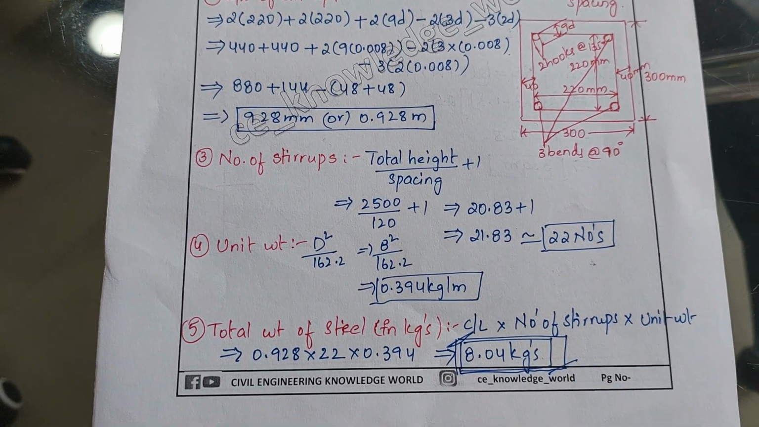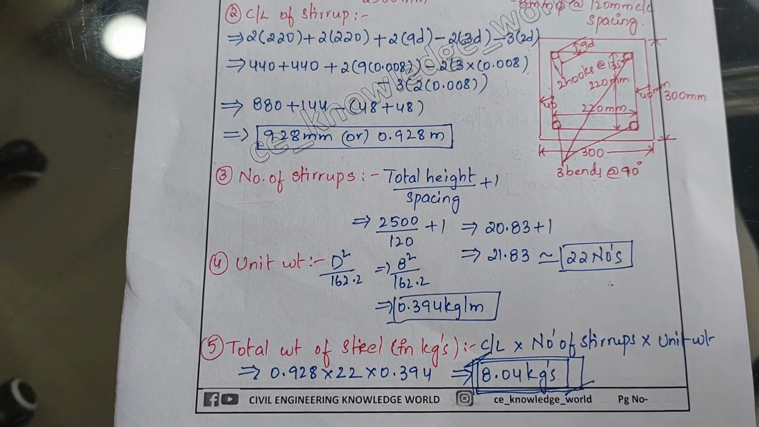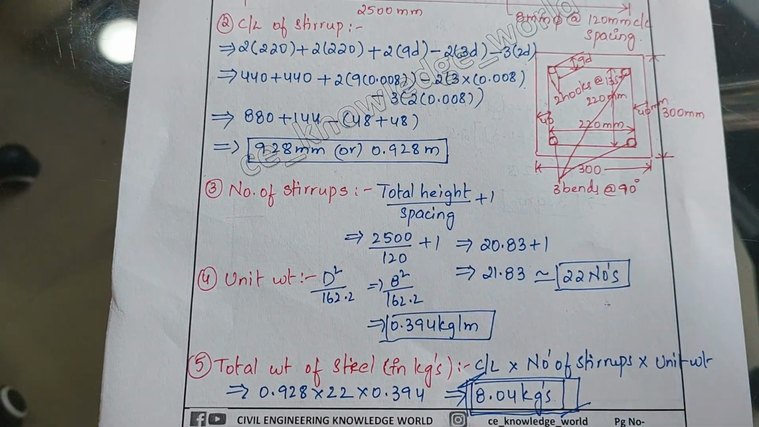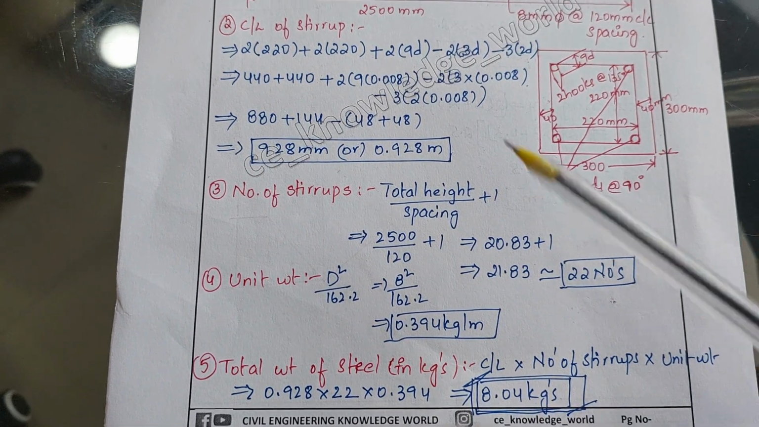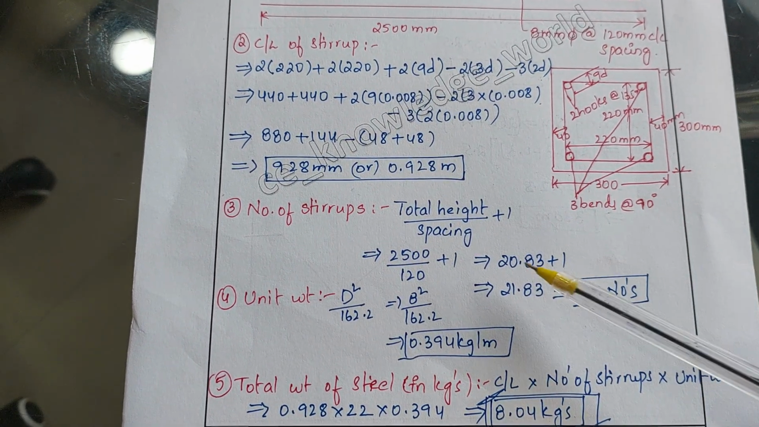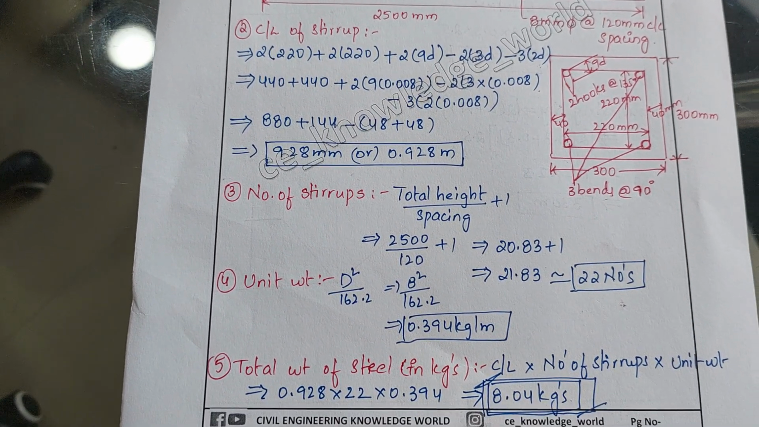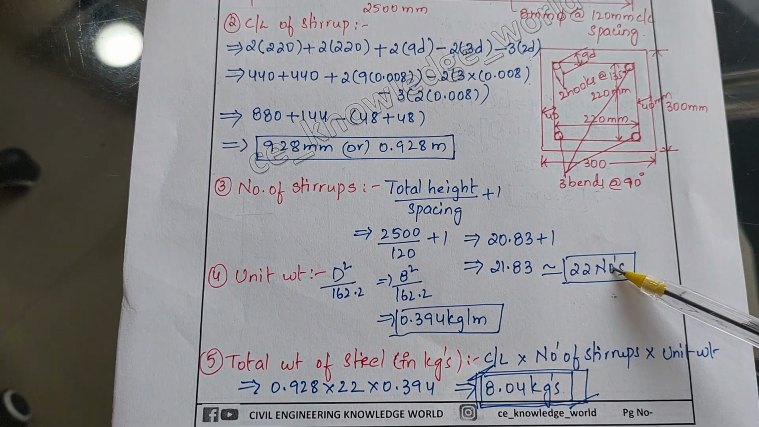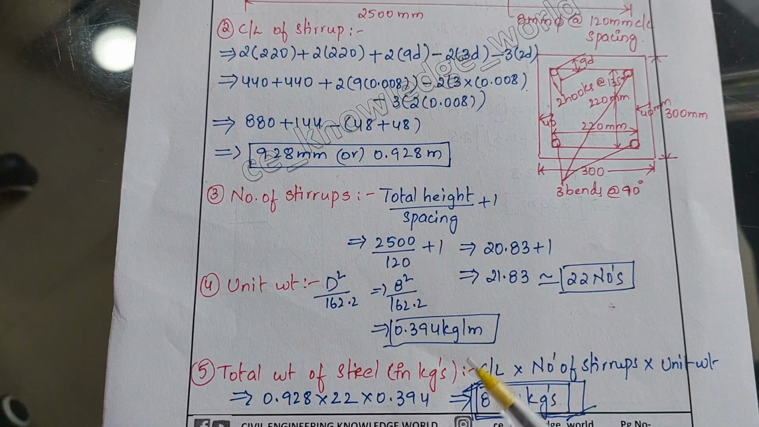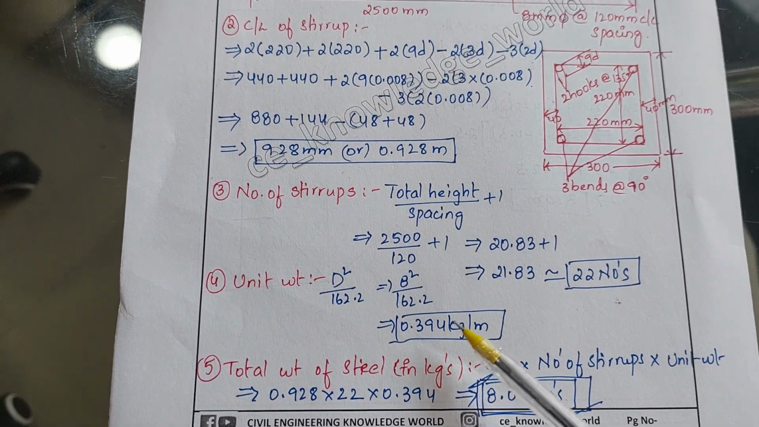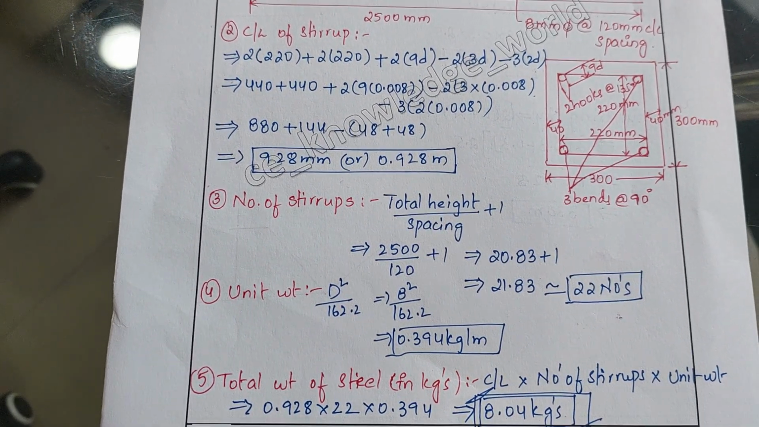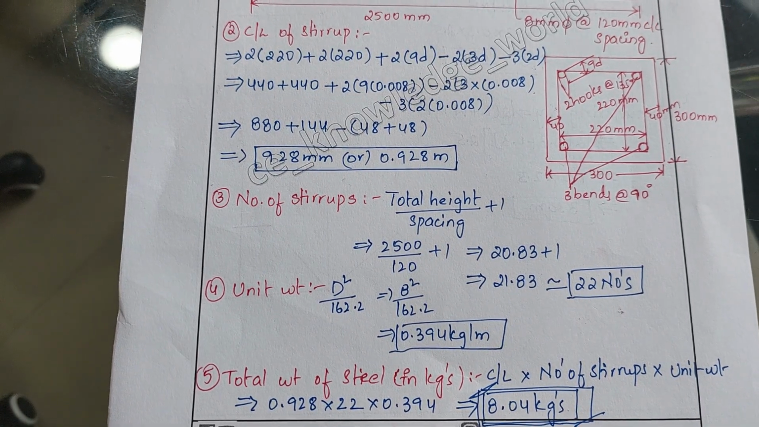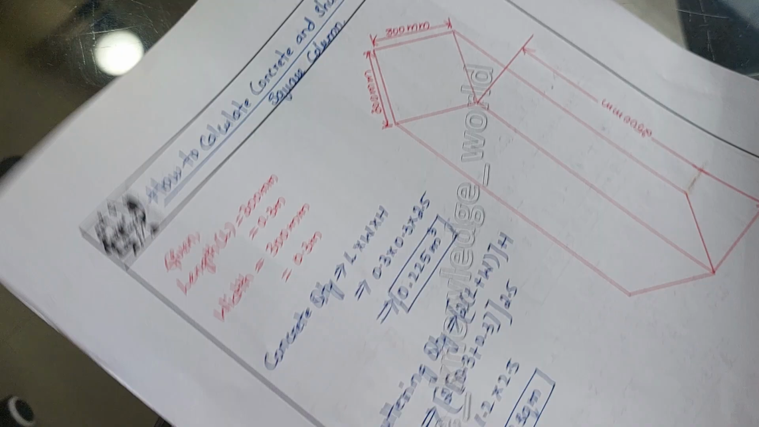Now we have to calculate the total weight of steel required for these stirrups for 2500 mm height. So the formula is cutting length into number of stirrups into unit weight. The cutting length we got is 0.928 meter, and 22 numbers we require for 2500 mm height, into the unit weight of 0.394 kg per meter. After calculating all these three we will get 8.04 kgs of steel required for these dimensions of a square column.